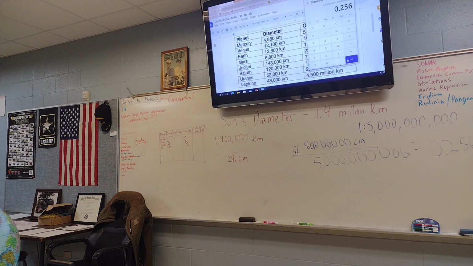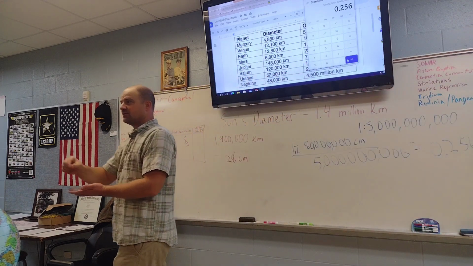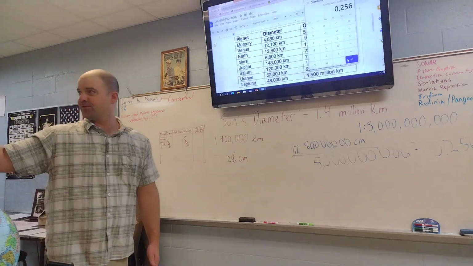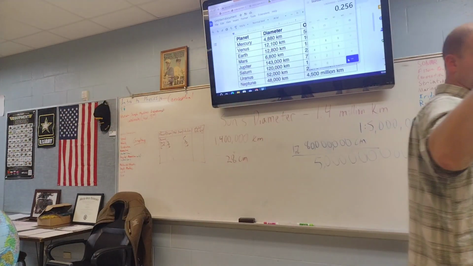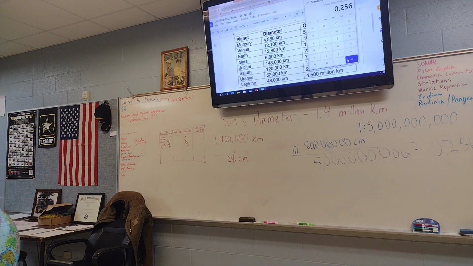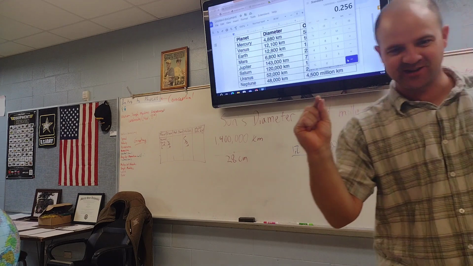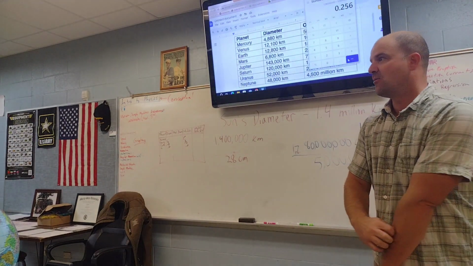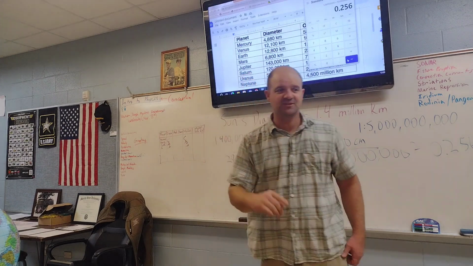Wait, which column do I put that in? Earth over to model diameter. So our model diameter for Earth is 0.256 centimeters, which is this size right here. Did everybody see the process? I'll go over the process one more time.